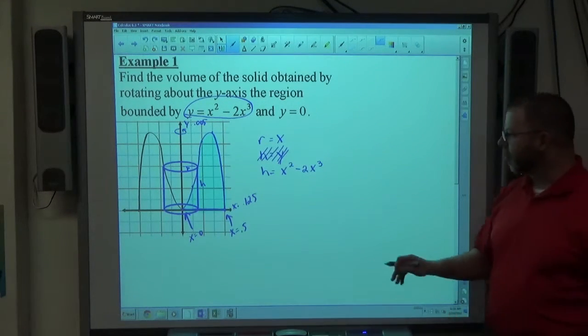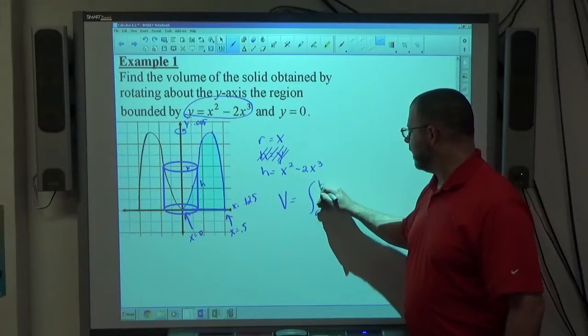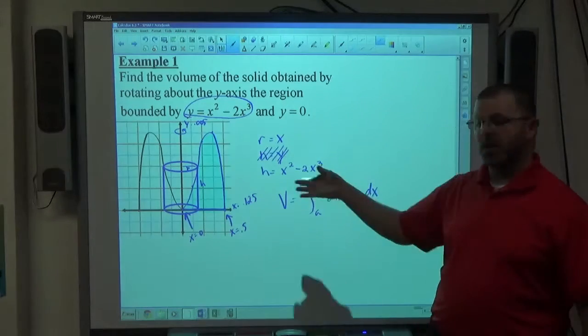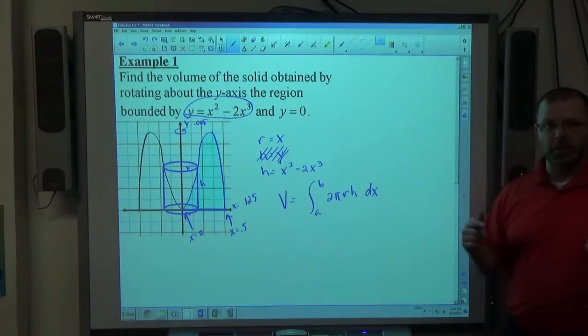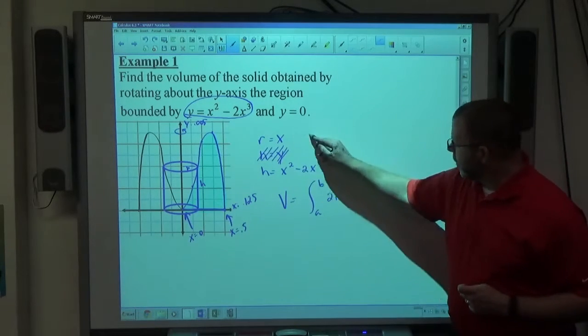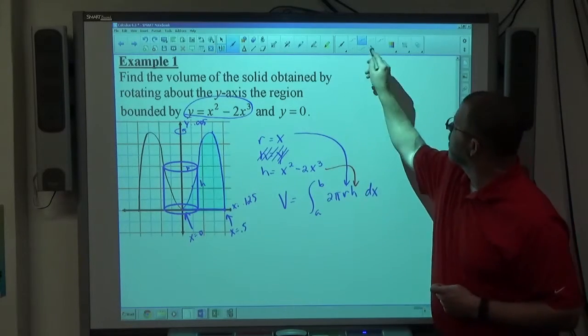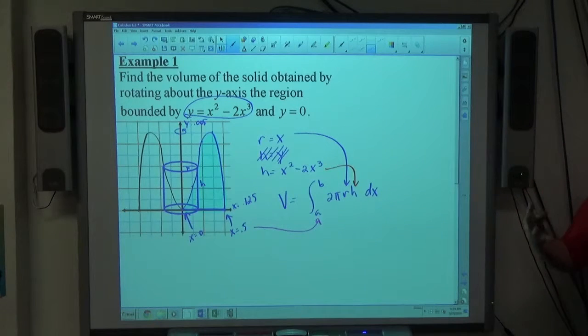Our volume formula is specifically from A to B, 2 pi RH dx. In this case, we've already established dx is what we want, right? The formula officially on that yellow sheet I gave you says dx or dy, but again, vertical axis rotation is going to be a dx. So I need to know what the radius is, got it. I need to know what the height is, got it. And I need to know what A and B are, got it. So you're finding everything you need to create this integral, then you just create the integral out of it.